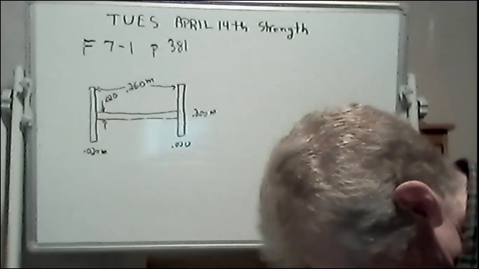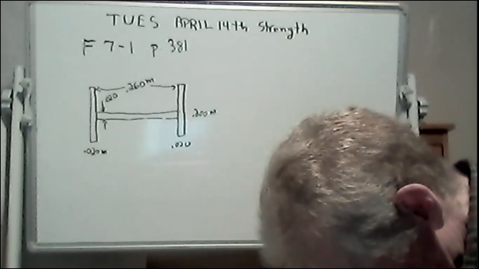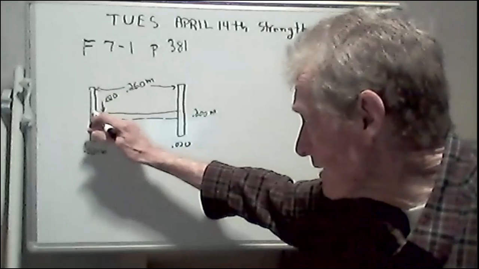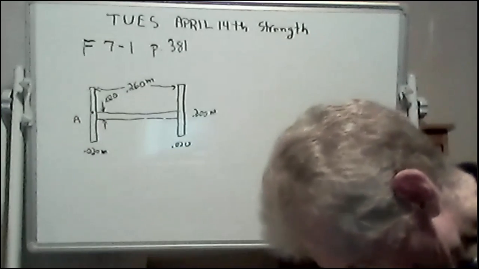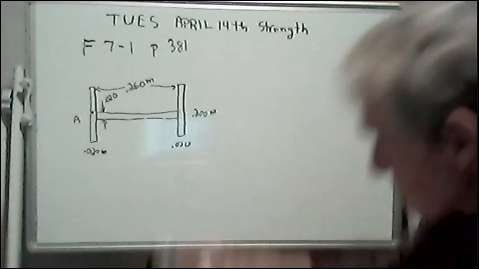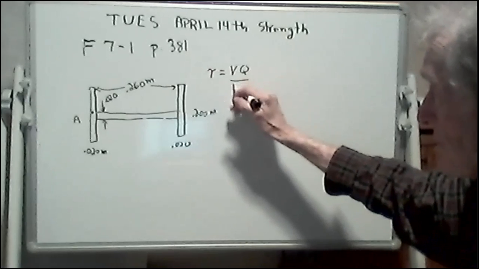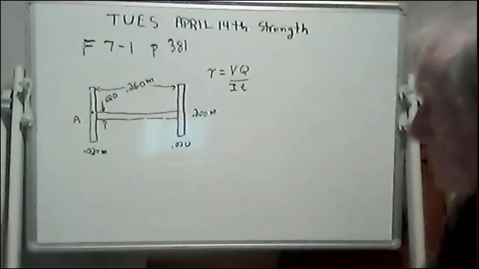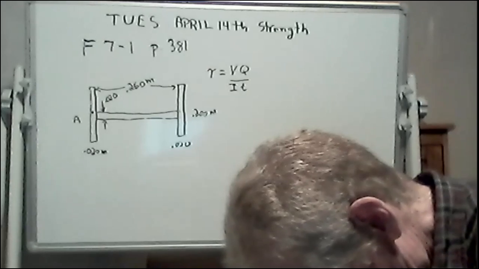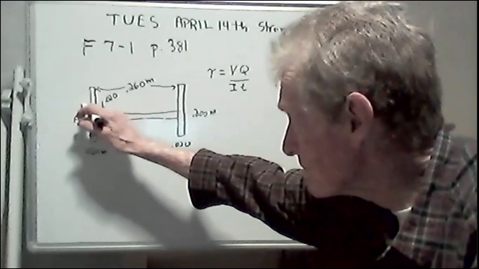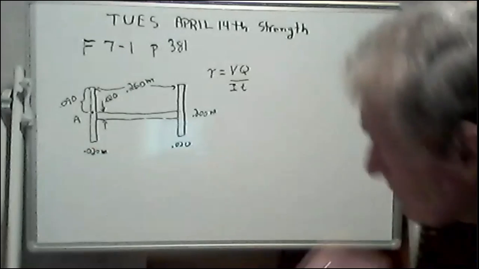Now, do I have everything? Yeah. Now here's what they want. They want us to find, at a point right here, which they're going to call point A, the shear stress. To find it, we're going to have to use VQ over IT. That's what we're going to have to do to find that shear stress at A. And they said this distance here is 0.090 meters. Now, does that make sense?